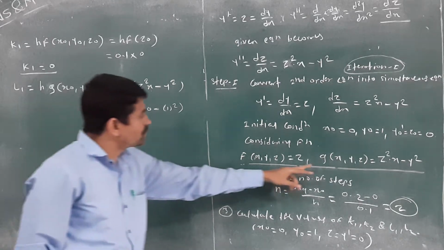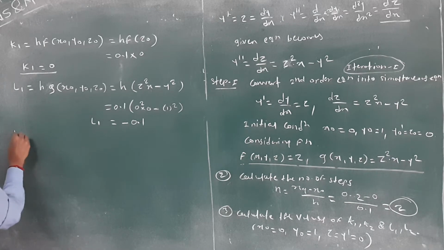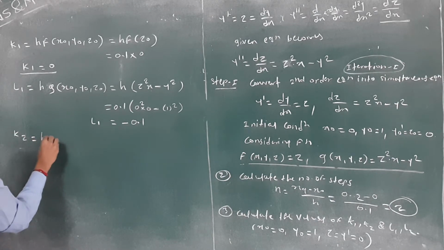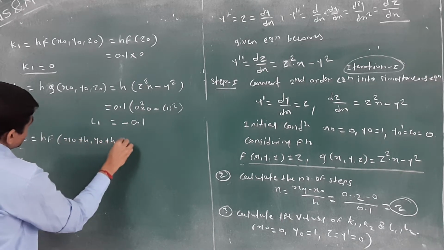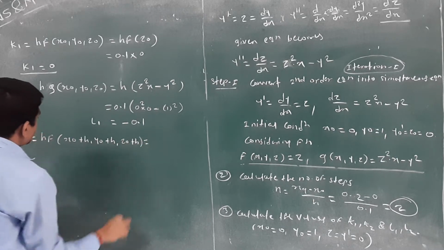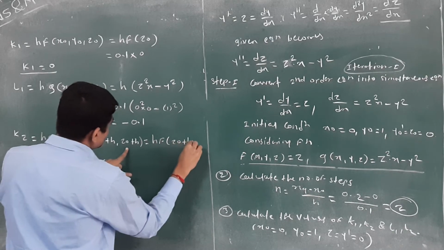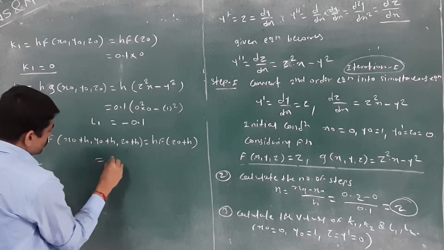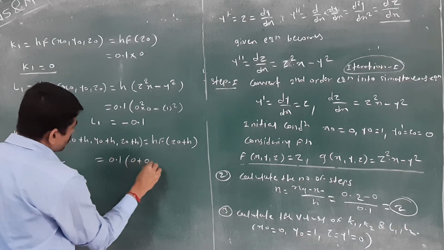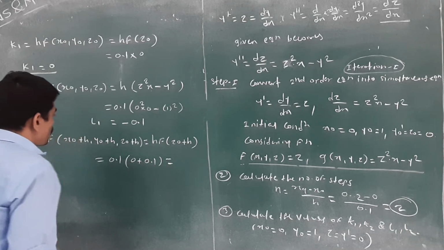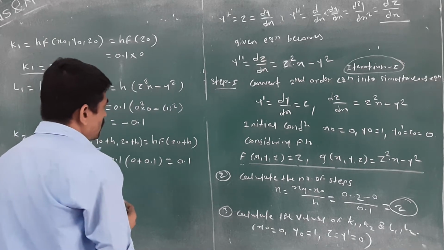Only here you will get two different equations in the differential equation. In a similar way you have to calculate k2. How to calculate k2? k2 is f of x0 plus h, y0 plus h and z0 plus h. Again we can simplify, only the z term is there. That's why h f of z0 plus h. What is the h value? 0.1 into z0, which is 0, plus 0.1. So 0.1 into 0.1, you will get 0.01.